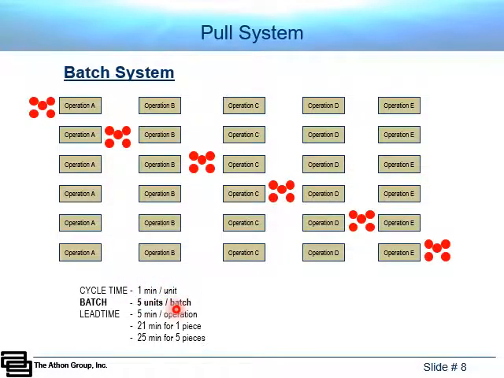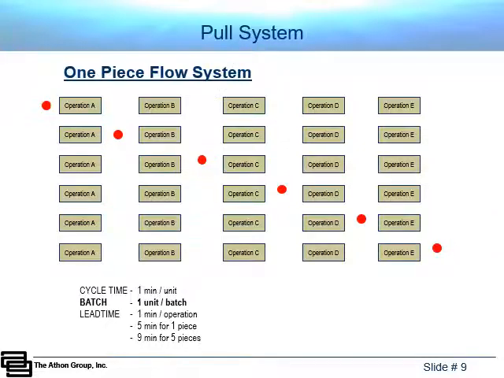There's 5 minutes a batch. There's 5 operations. Therefore, it takes 25 minutes for all 5 units to get through the process, and 21 minutes for the first piece to come through and be ready to go to the next step. Now, this batch system is as opposed to a one-piece flow.